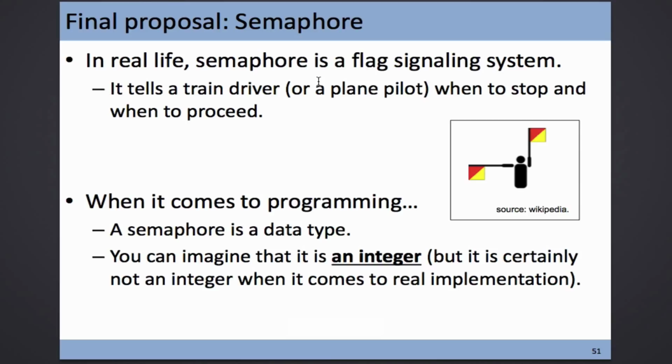So what is the semaphore? Semaphore means a flagging signal. You can see this in an airport, in a train station. It's called a semaphore. It's just a name. You don't need to ask why it's called semaphore. Ask Dijkstra. But you cannot ask him, he's already dead.